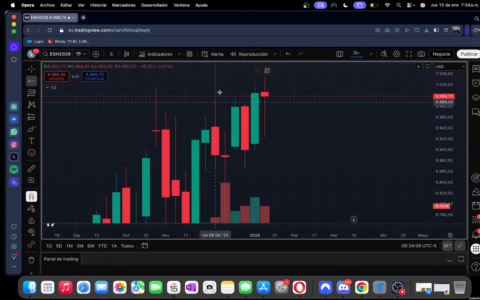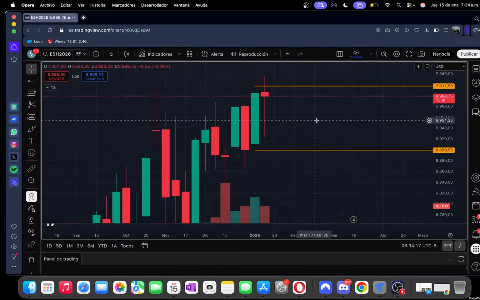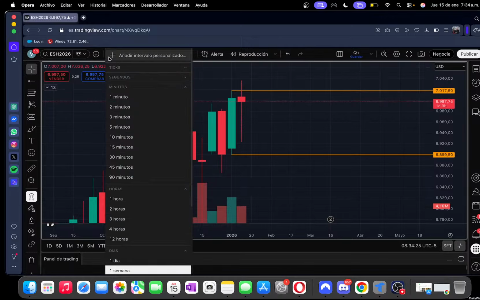So I'm going to be marking the top of that candle, orange. I'm going to be marking the bottom of this candle. We are inside the box. This is our weekly box now. As you can see, they came inside the box. Now let's see the daily time frame.